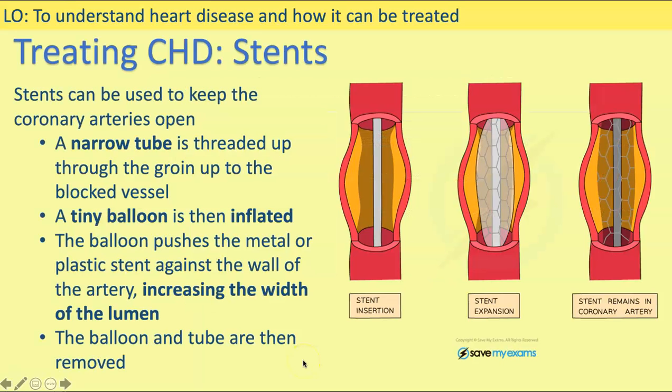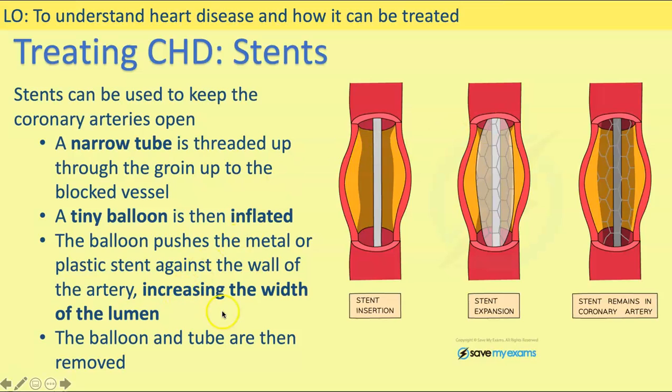So like we said before, stents can be used to keep the coronary arteries open. A narrow tube is threaded up through the groin, up towards the blocked vessel. So once it reaches the right vessel, a tiny balloon is then inflated. So you can see that happening here. The balloon has the stent around it. Now the stent's either made of plastic or metal. And as you blow up the balloon, it pushes the stent outwards to widen the lumen of the artery.